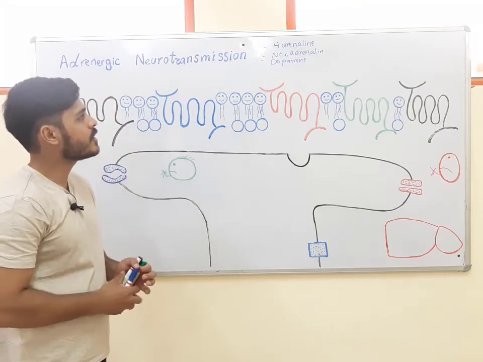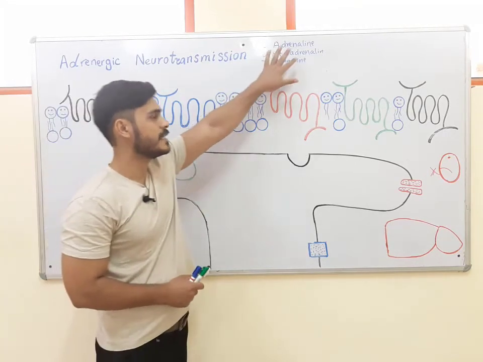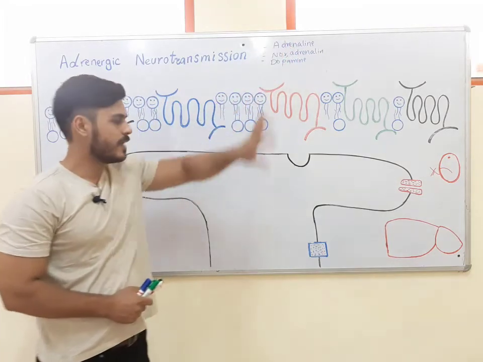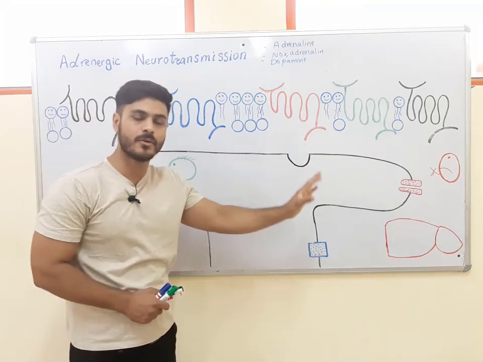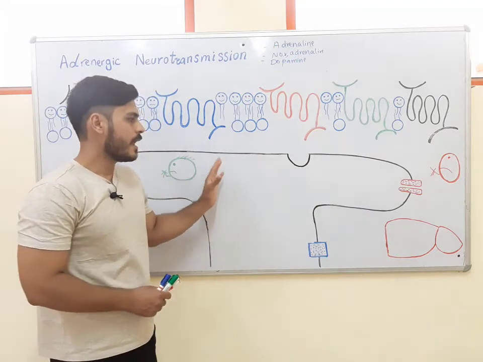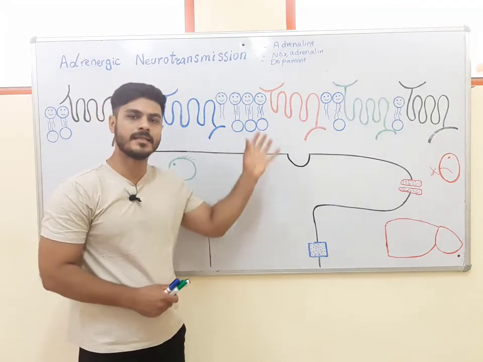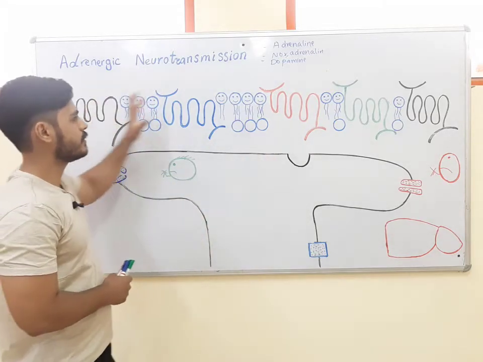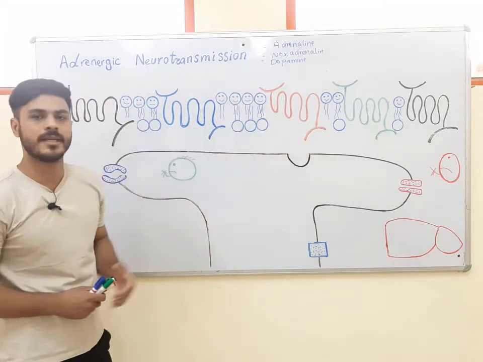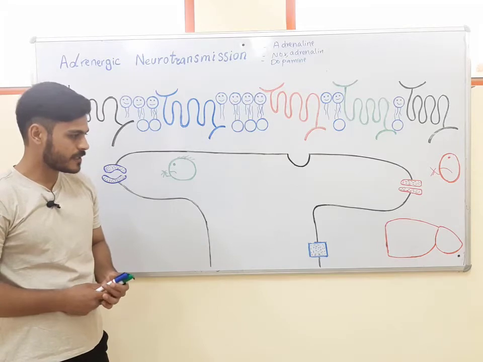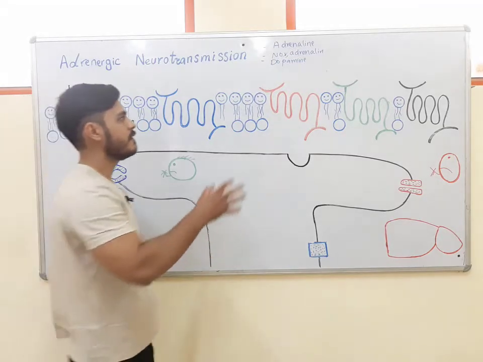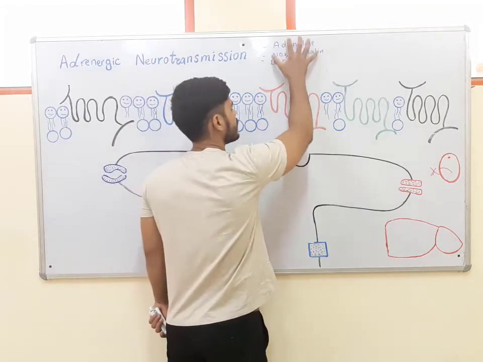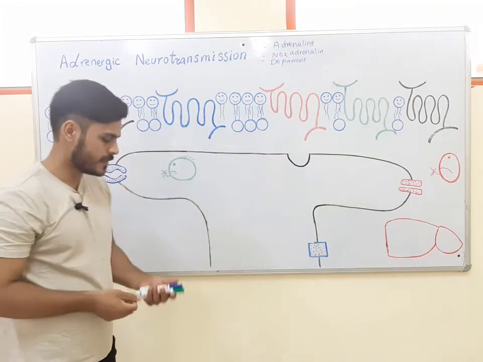Today we are going to talk about how we make these neurotransmitters, how we store them in the presynaptic terminal or presynaptic neurons, how we release them, and also the different receptors for these neurotransmitters. First, we'll start with the synthesis of these neurotransmitters, which we also call catecholamines.